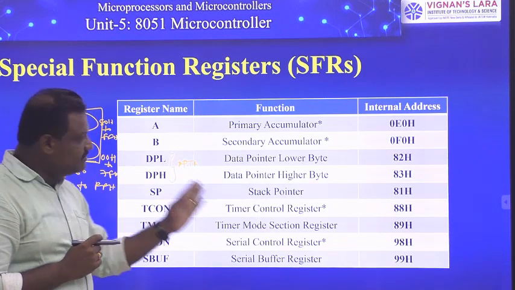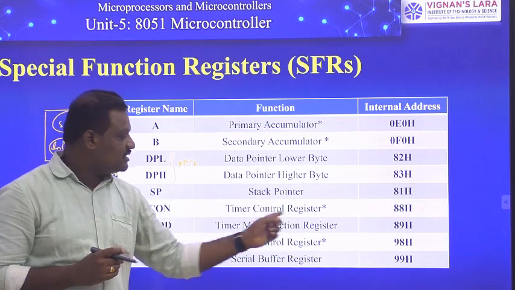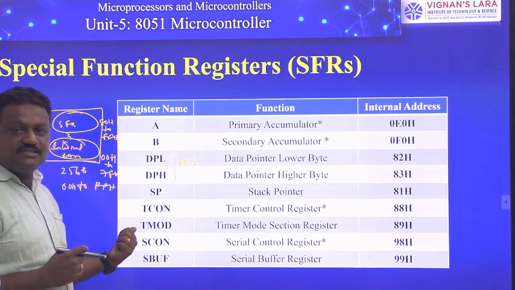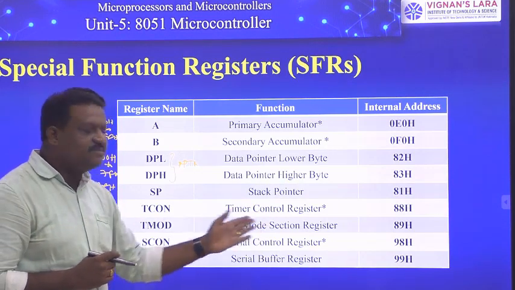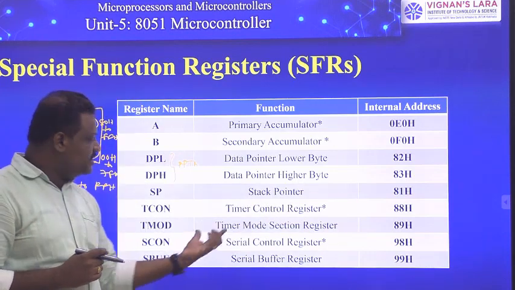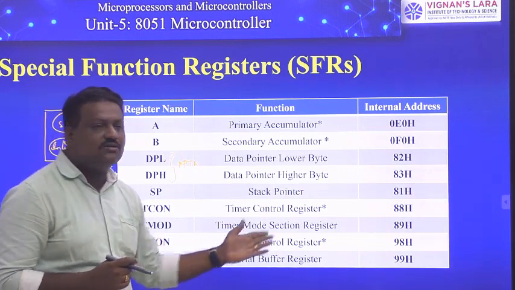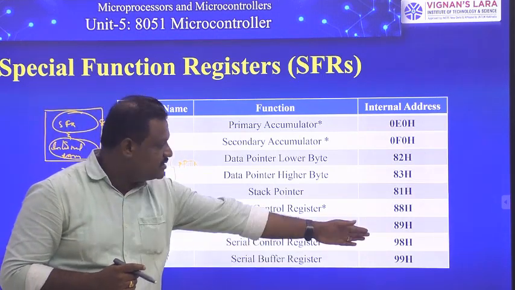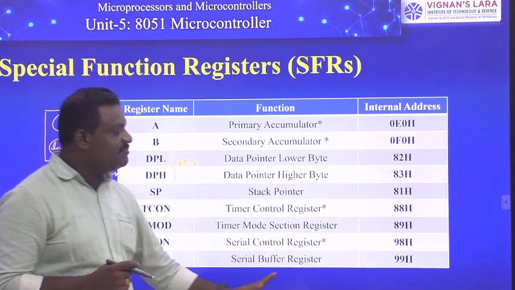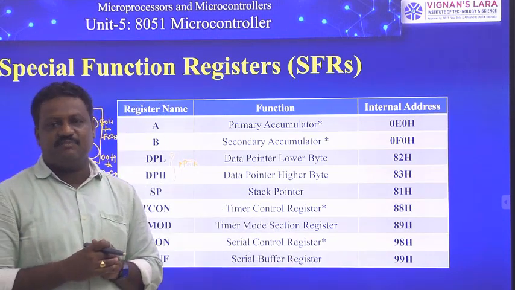And next one is SP, the stack pointer, whose address is 81H. TCON means timer control register. It is again a bit addressable register. Address is 80H. And next is the TMOD register. It is not bit addressable. It is a byte addressable register. There is no star here. Address is 89H. TMOD means timer mode selection register. And next is SCON, the serial control register. Again, it is a bit addressable register whose address is 98H. And one more register is SBUF, the serial buffer register, whose address is 99H. Again, it is not a bit addressable register.